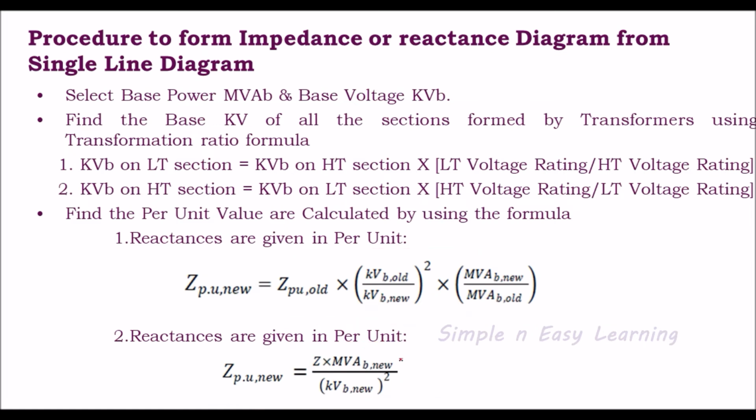And the fourth step. So these are the three steps. The first step is the base value you need to select. Second step, for the transformer section we need to find the base kV using these two formulas. And then third step, find the per unit value of each section.